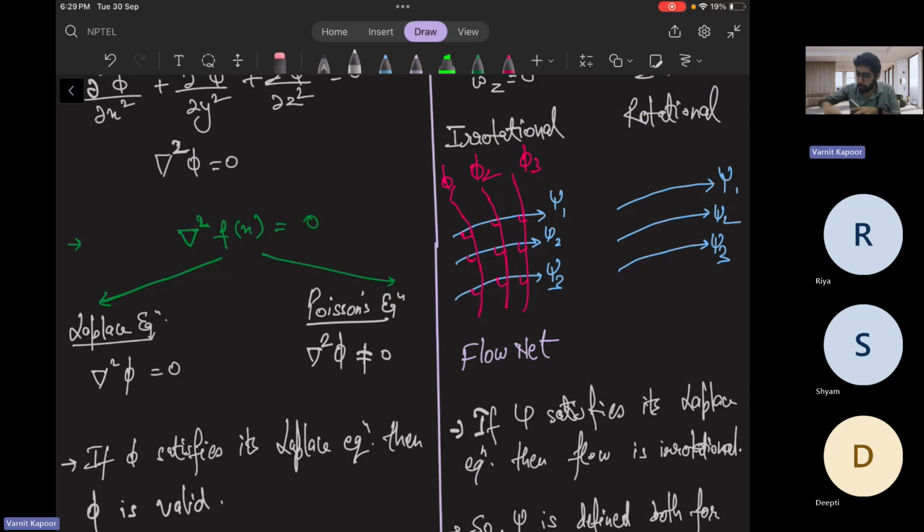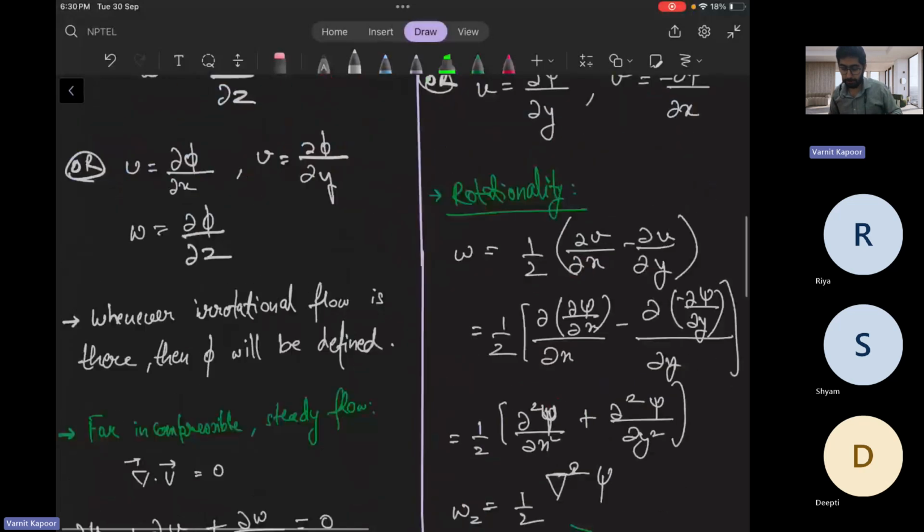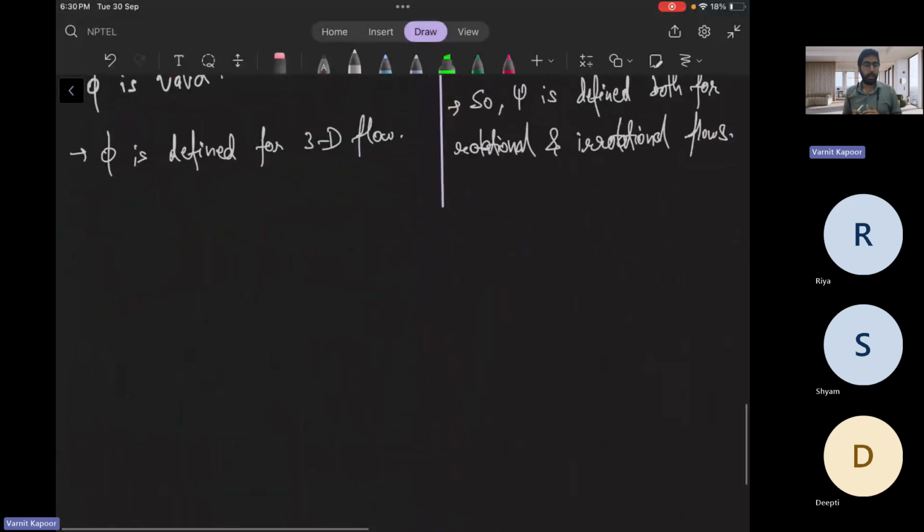So to differentiate through the flow net, if only my streamlines are present, we say that it is a rotational flow. But if streamlines as well as my potential lines are also present, then we say that it is an irrotational flow. Okay. So this is nothing but your mathematical concept to define. This is a pure table for comparison of stream function and velocity function. Now, what is the physical significance of this stream function? Let us understand from the physical aspect.